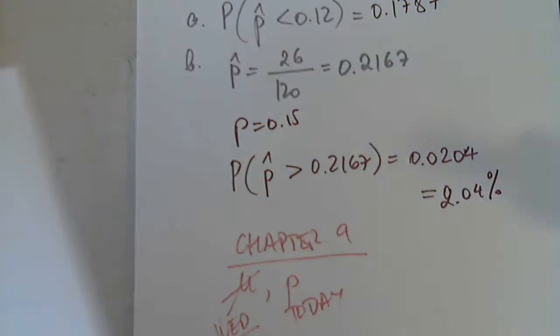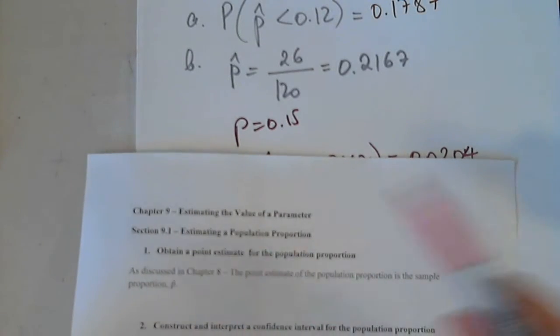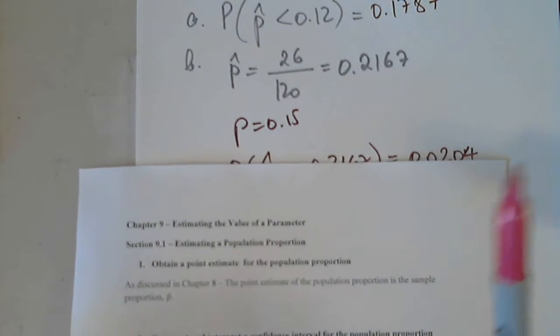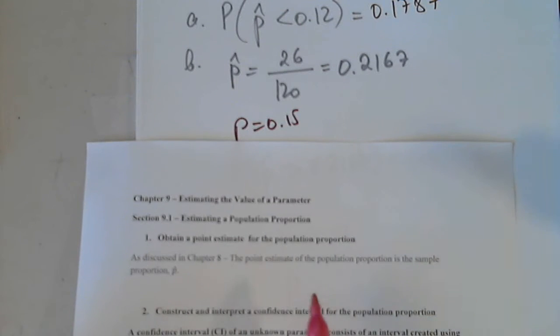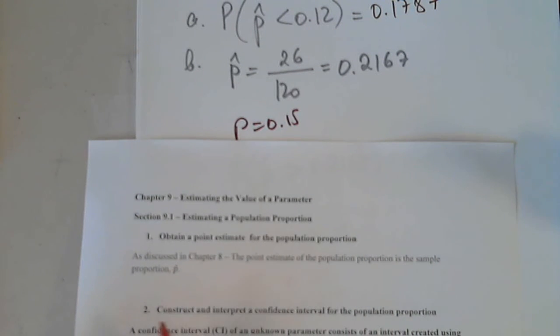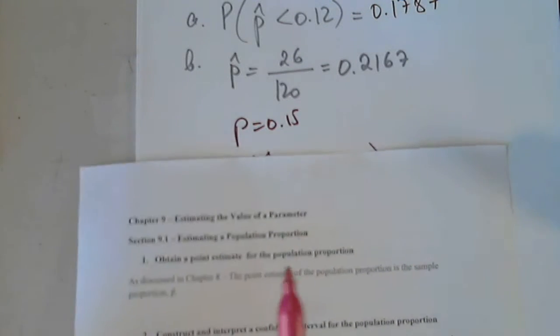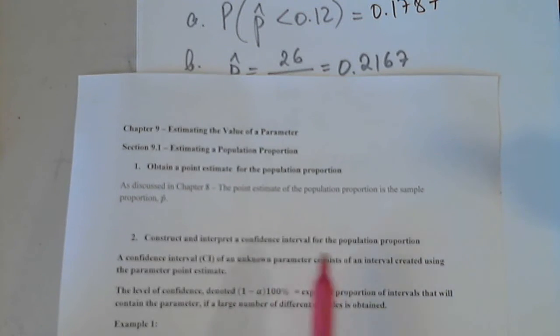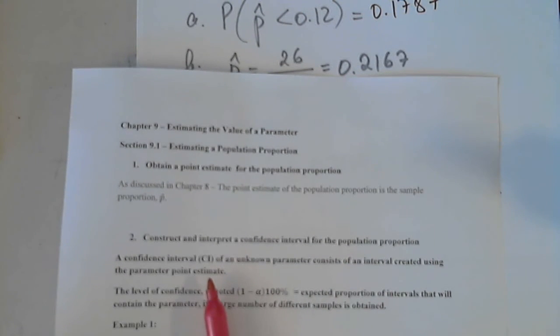Of course, it all starts with a point estimate. So this was discussed in chapter 8. So we know that the population proportion has a point estimate p hat. We wrote that a few minutes ago. And now we want to construct and interpret a confidence interval for the population proportion.